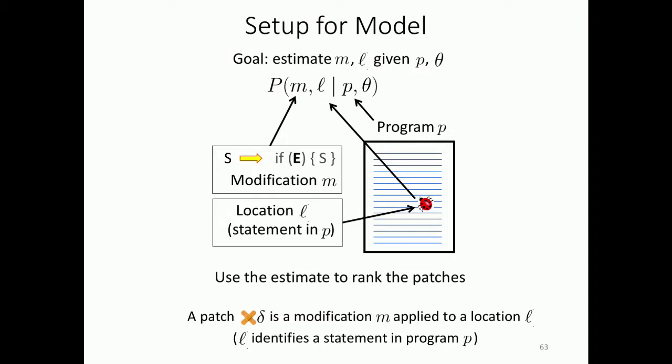So let's talk about the general setup for the probabilistic model. Essentially, we want to assign a probability score for each patch in our search space. And we can think of a patch as a modification M applied to location L. So we want to assign a probability score for the pair of M and L, given program P and a model parameter theta.